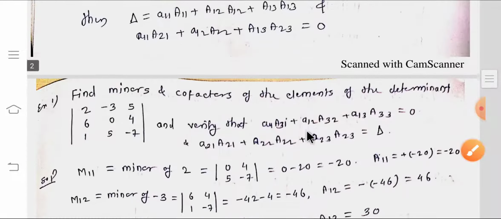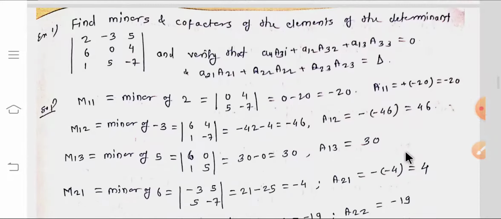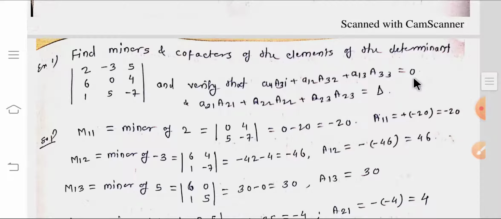In the example, we clarify this: find minor, sign, and cofactors of the elements of the determinant 2 minus 3 5, 6 0 4, 1 5 minus 7, and verify that A11 A31 plus A12 A32 plus A13 A33 equals 0. That means the elements of the first row with respect to the cofactors of the third row, their sum should become 0, and the second row with respect to the cofactors of the second row should become the value delta. We prove it here. So first we find minor, sign, and cofactors.